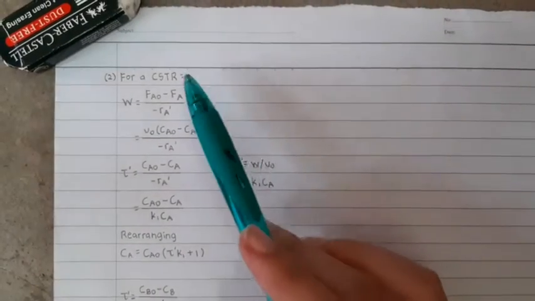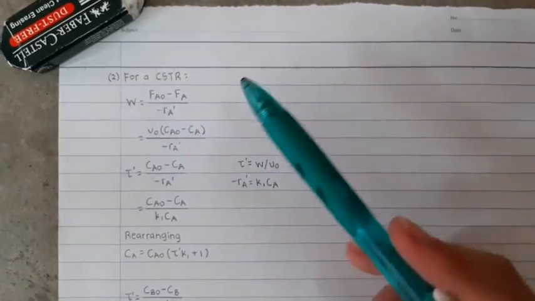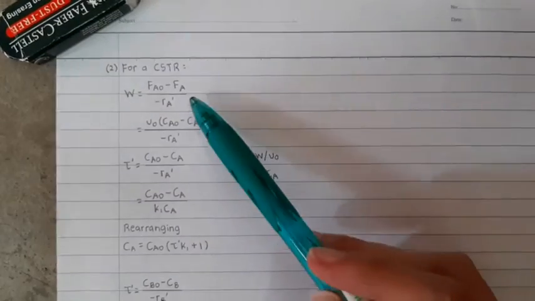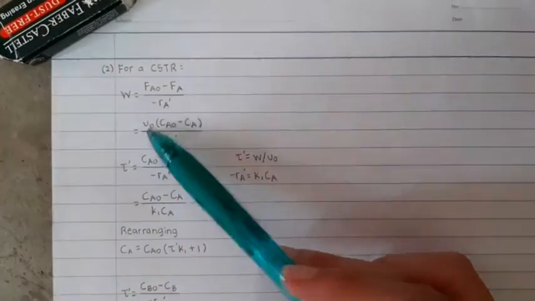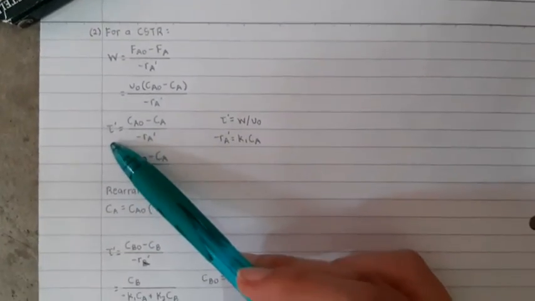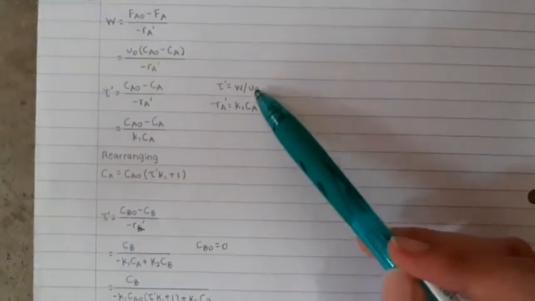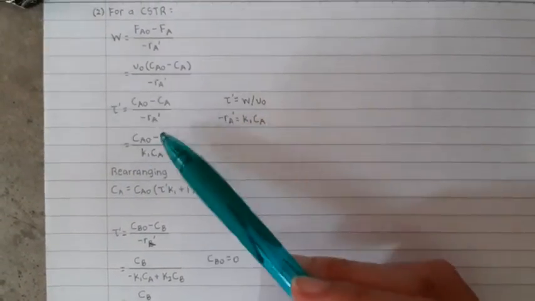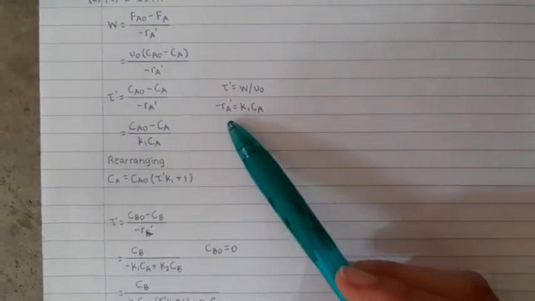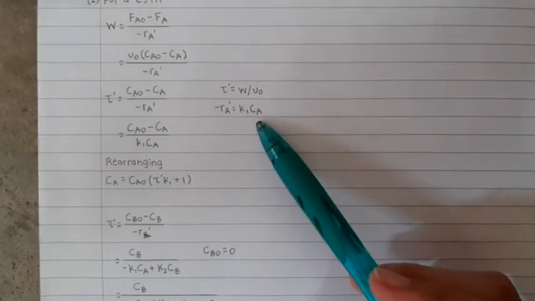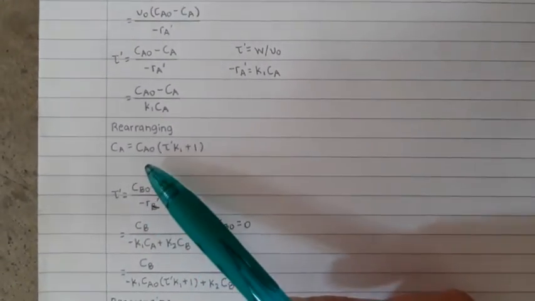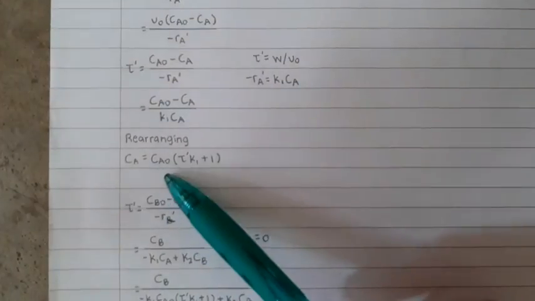For question 2, we need to find the tau for the CSTR. We get the mole balance where Fa0 minus Fa over the reaction rate, and substituting flow rate equals volumetric rate times concentration of A, we get the formula for this. Then tau equals W over V0. Substituting and rearranging, we get tau equals Ca0 minus Ca over negative Ra, and again substituting negative Ra equals K1Ca, we get the final formula for tau. Rearranging, we get Ca in terms of Ca0.